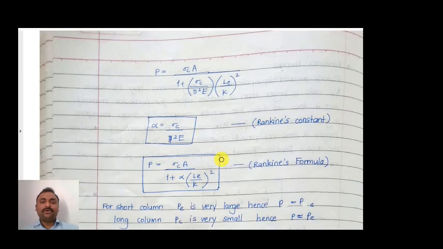So the formula for Rankine's crippling load, that is P, is equal to sigma C into A upon 1 plus alpha into bracket LE by K square, where LE is the equivalent length. It will be different for different end conditions of the column. The different end conditions are: both ends hinged, one end fixed and the other end hinged, one end fixed and the other end free. Getting my point? So likewise we have determined the equivalent lengths that we already studied in the last lectures.